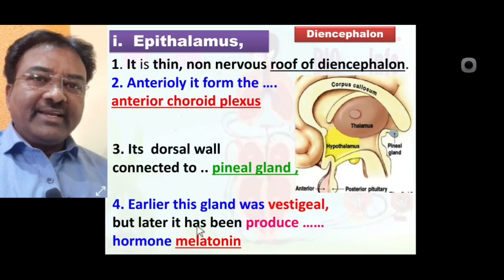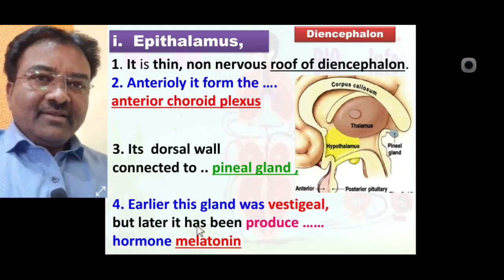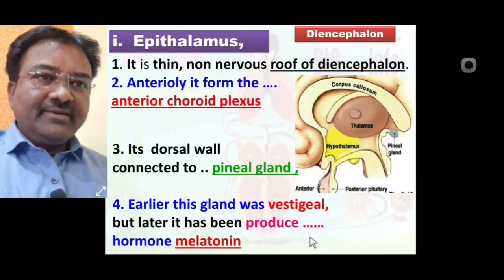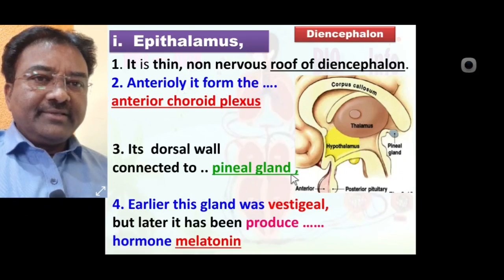So the pineal gland is also an endocrine gland present in the epithalamus region of the diencephalon of the forebrain. Hope that you understood everything. What is epithalamus? Epithalamus contains the anterior choroid plexus, which secretes cerebrospinal fluid. The dorsal wall is connected to the pineal gland, which secretes melatonin. So this function is also an epithalamus function.